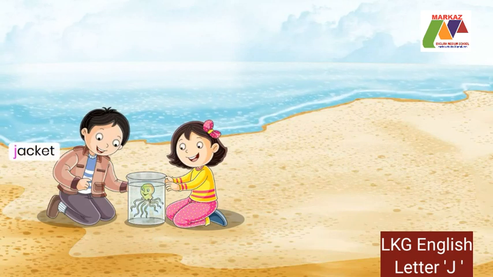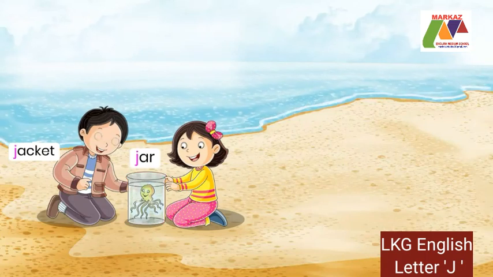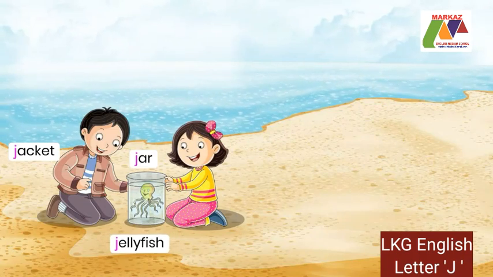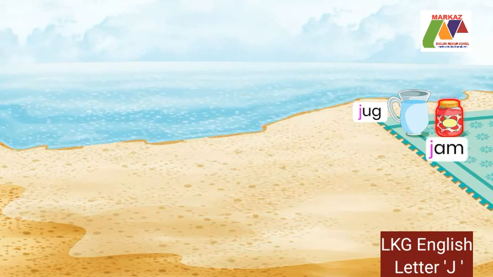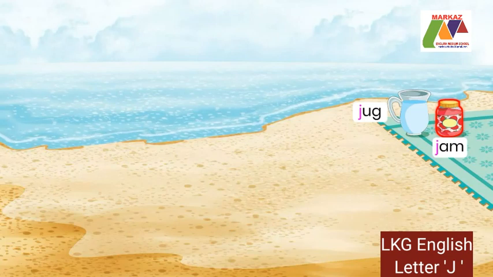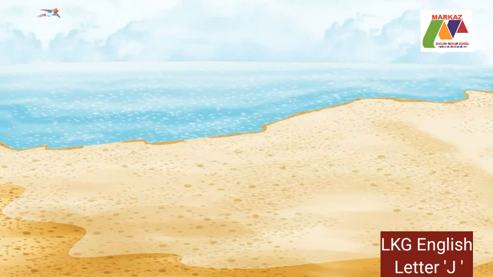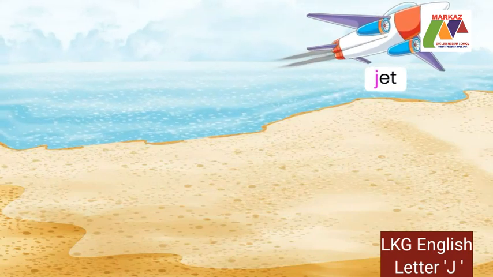Next one, it is a jam. Now the last one, jelly. It is a jelly. J for jacket. J for jar. J for jellyfish. J for jug. J for jam. J for jelly. J for jet.